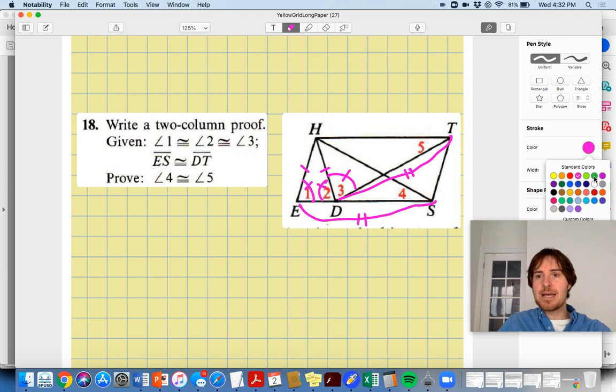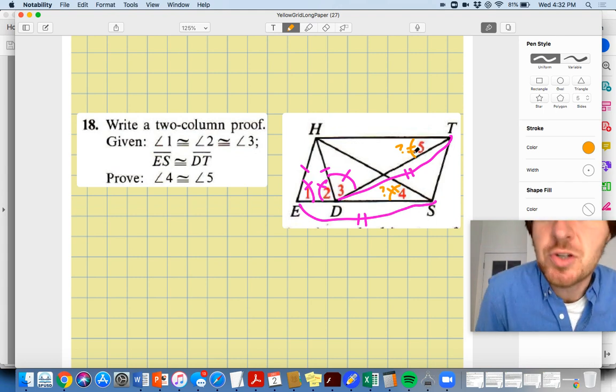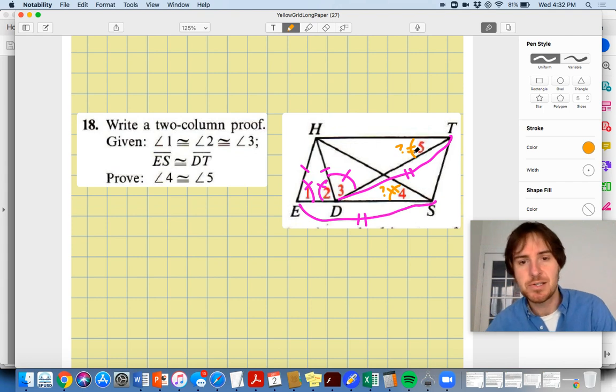All right, and last step is to mark up what it is I'm trying to prove and put a question mark next to it. I'm trying to prove that angle 4 is congruent to angle 5. Okay, so if I can get a couple triangles where there are corresponding parts, then if I prove they're congruent, then I can get the angles congruent to one another. Okay, so this is how I'm going to start the problem.